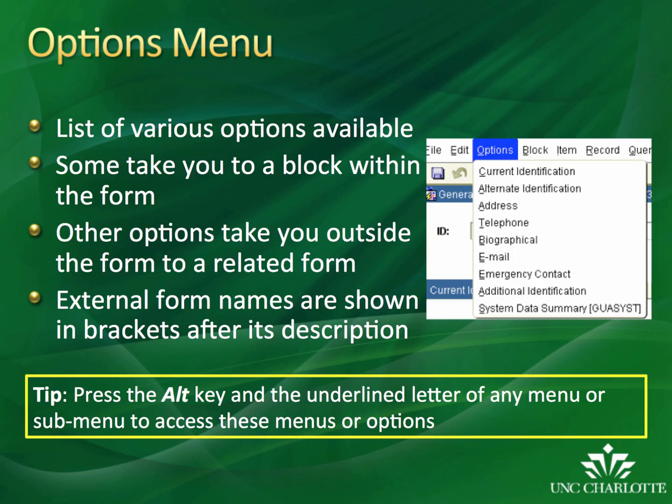Under the Options menu of each form, you will find a list of various options available. Some options take you to a block within the form and others take you outside to a related form. When the choice in the Options menu links to another form, that form's name will be in brackets after its description. As a tip, you can press the Alt key and the underlined letter of any menu or submenu to access the pull-down menu or option.